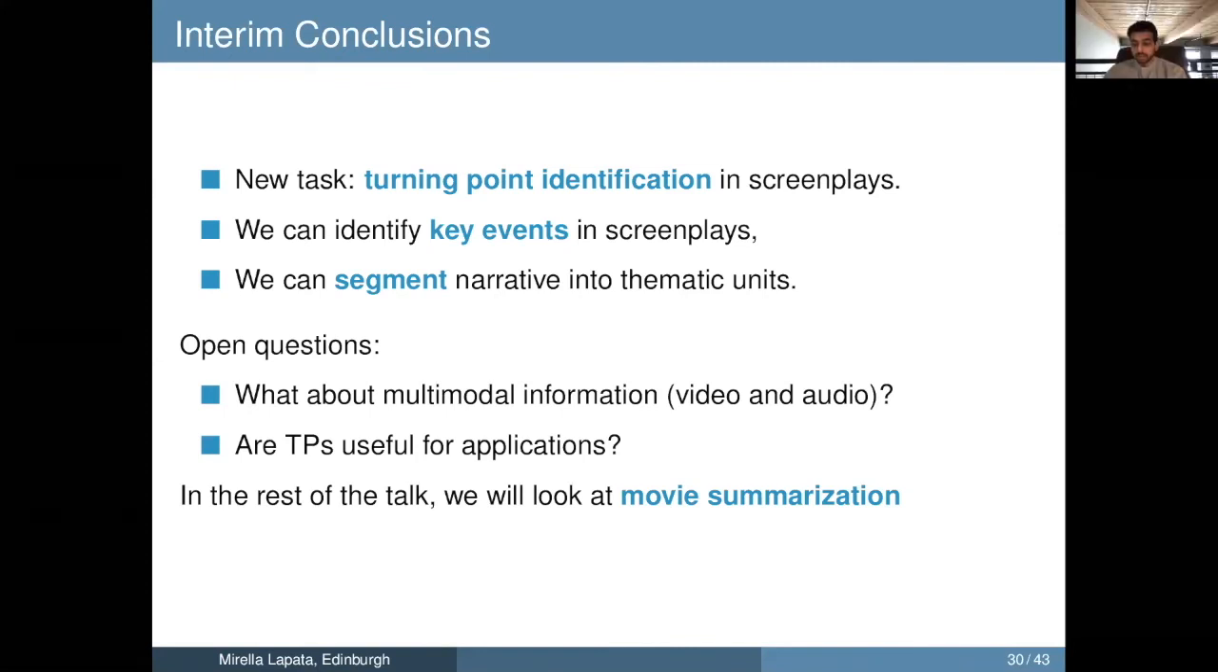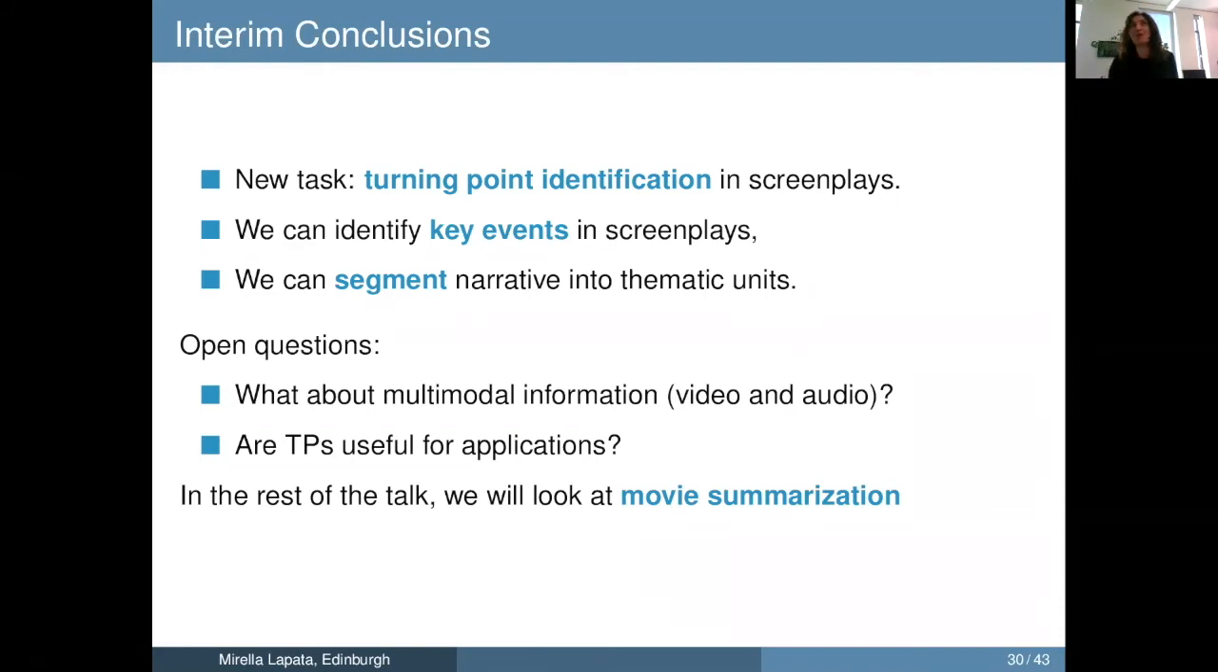There's one quick question in the chat. Can documentaries also fit into the turning point theory? Yeah, this is a brilliant question. I think they would argue yes, because they have to tell a story. And the theory goes that every story has to have these points.